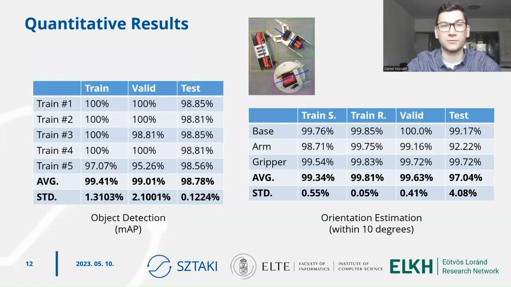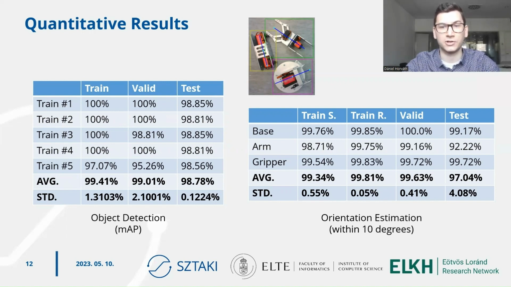So the quantitative result: on the left side, you can see the object detection, which is the mAP score. The training data set is synthetic, the validation data is synthetic, and the test data set is real life. So you can see there is a bit of drop from simulation to real life, from the validation to the test set, but it's not really a big gap. So the reality gap is reduced.